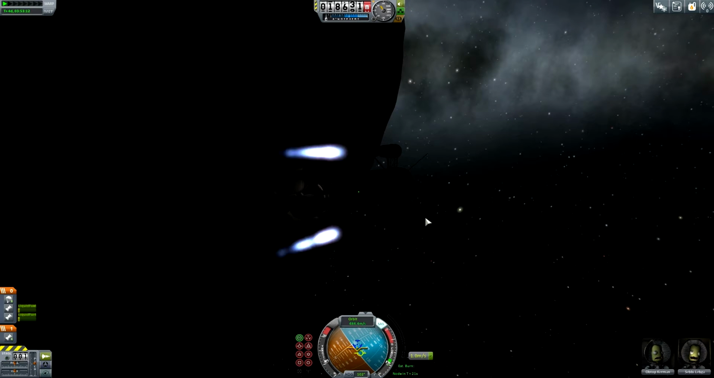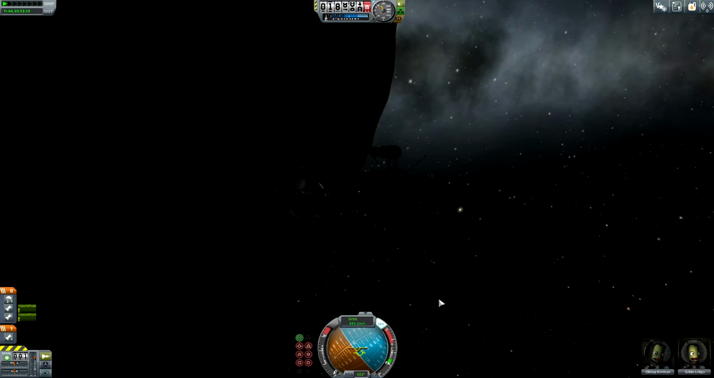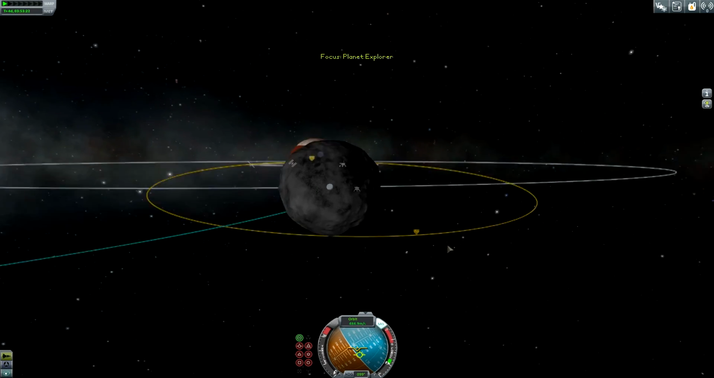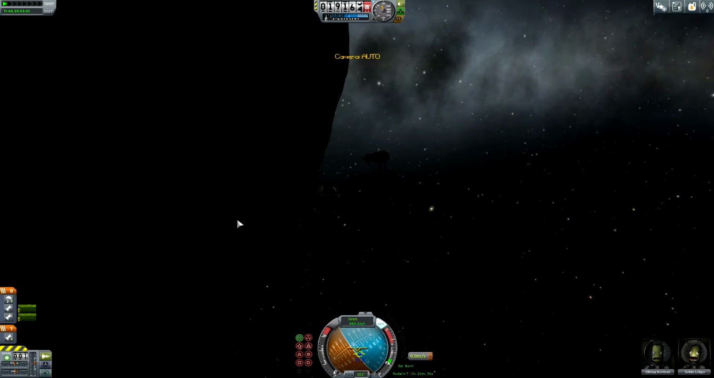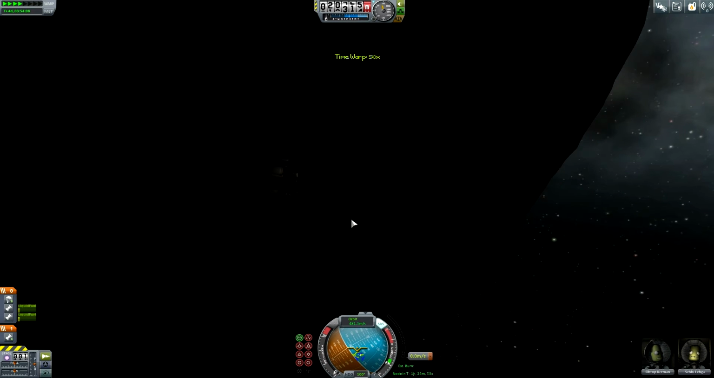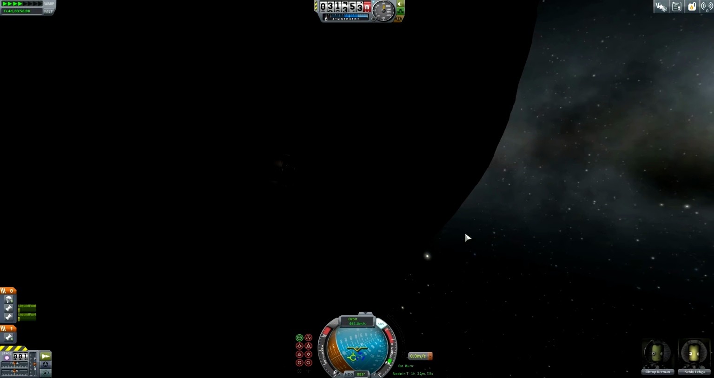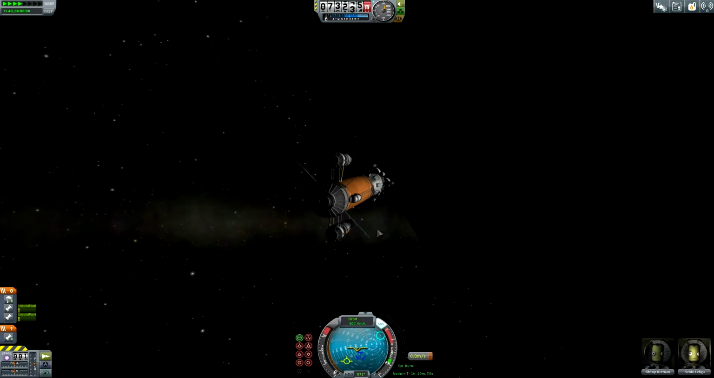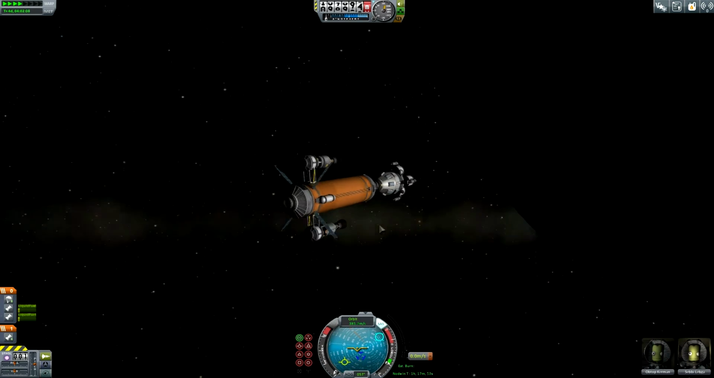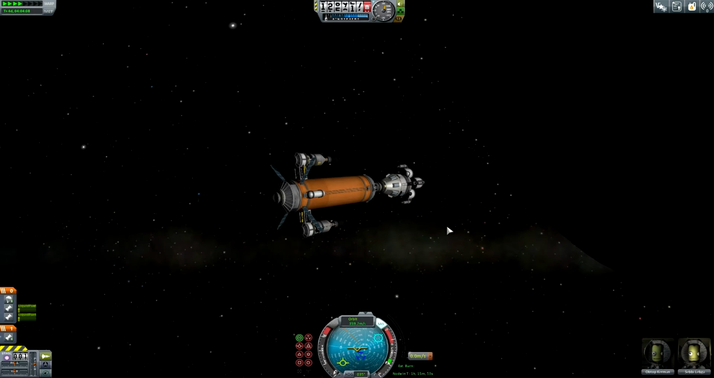Okay, and cut the engine. Okay, very good, very good. So we are now leaving Ike, and we will escape the sphere of influence of Ike in 1 hour and 26 minutes. I can add a maneuver, and okay. Here we go. And then I like also to perform a pressure scan from high space above Ike to get also some more insights about this biome.